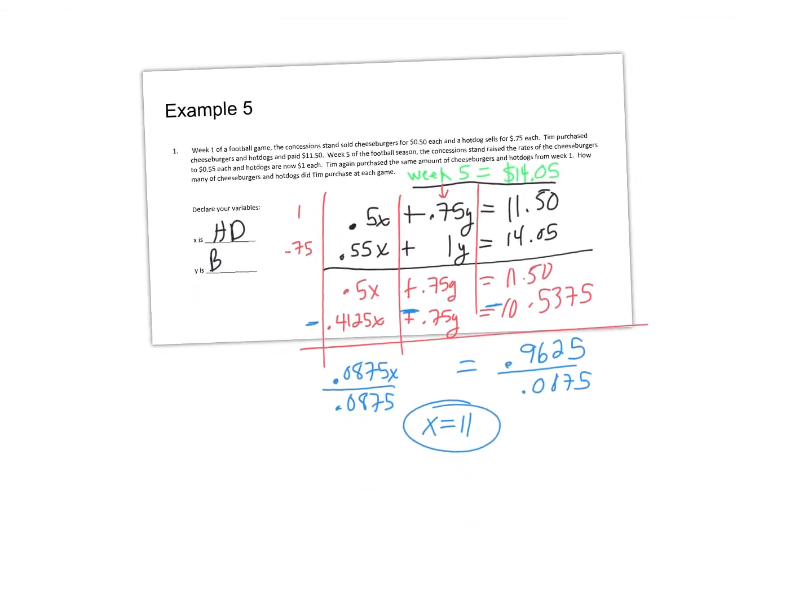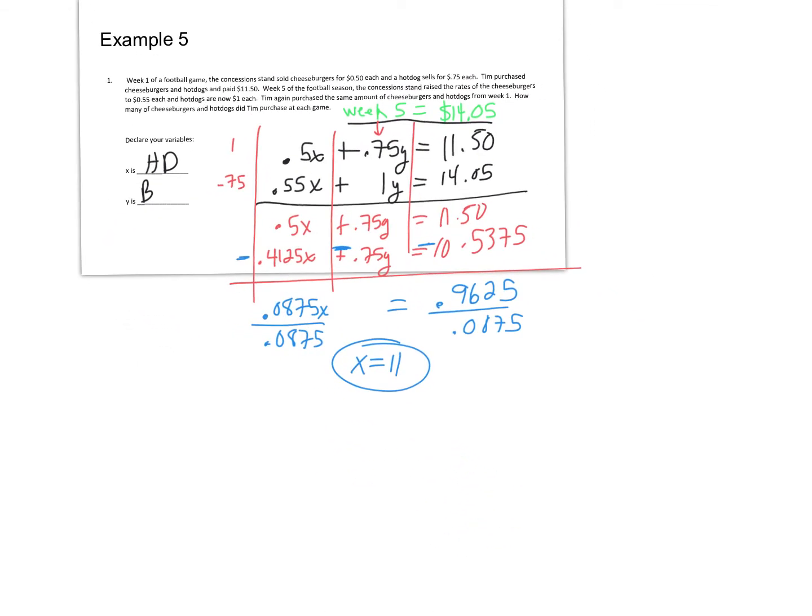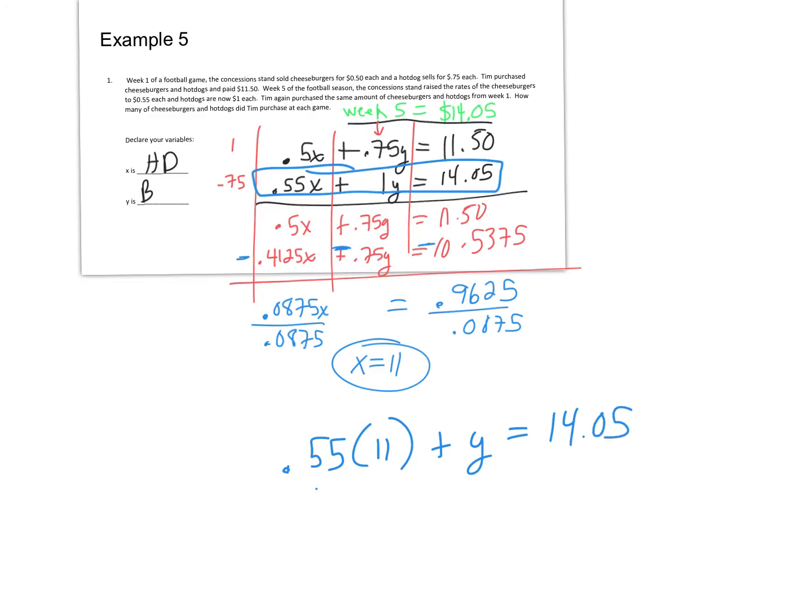All right, so let's pull this back a little bit. We're going to go over here. All right, so now let's go back. Pick the nicest of the two equations. I'd probably go here. So 0.55 times 11 plus y is equal to 14.05. So 0.55 times 11, I get 6.05 plus y equals 14.05.